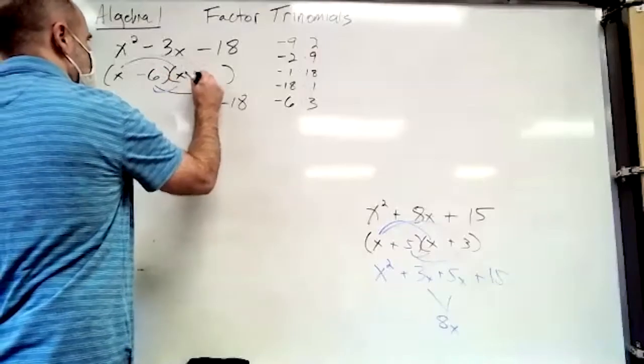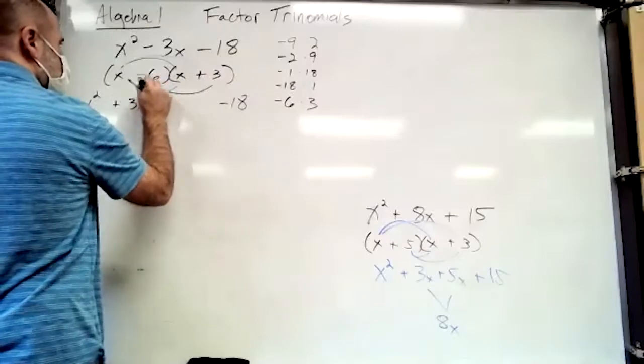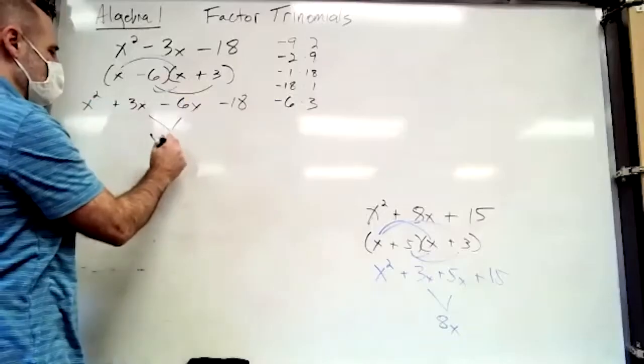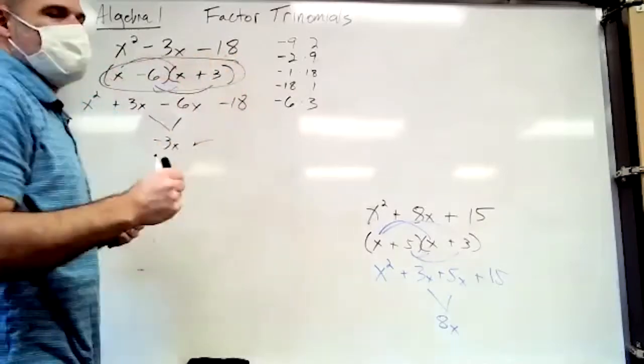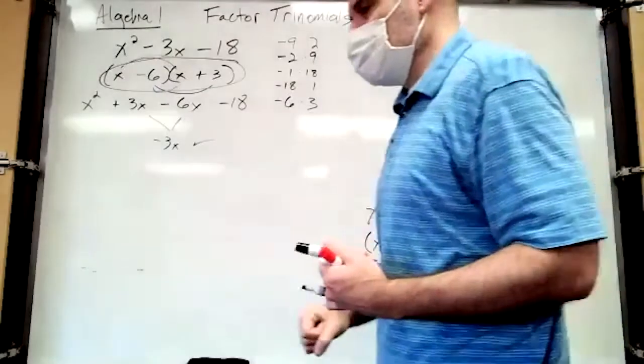Let's try negative 6 and positive 3. You get x squared, we already knew that, and then a 3x and negative 6x. So that combines to a negative 3x. Yeah, that works. So there's our secret numbers, negative 6 and positive 3. That's exciting.